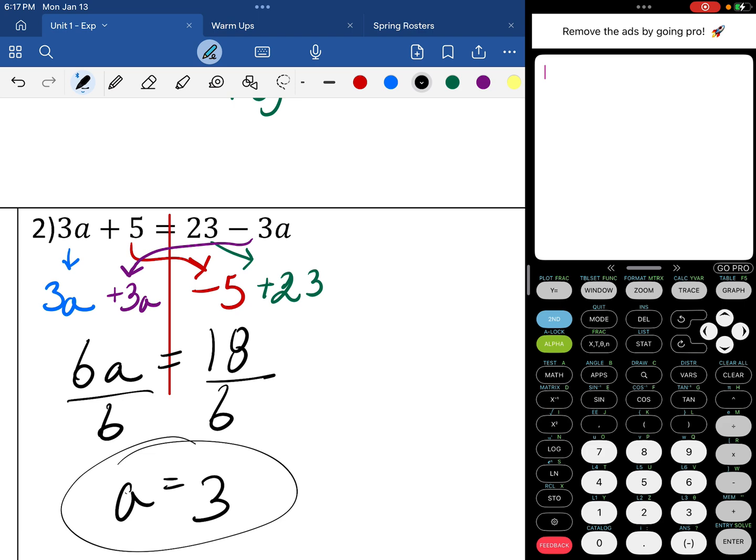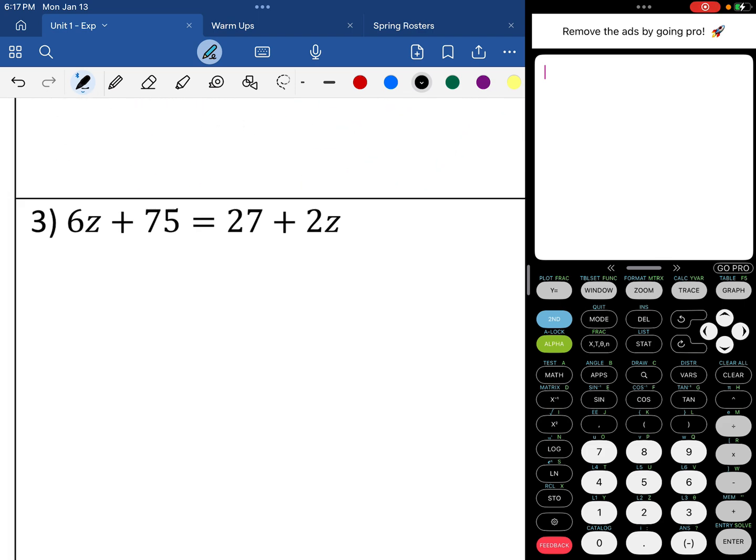Okay. All right, I'm going to pause for a second, and I'm going to let you guys try this one. 6z plus 75 equals 27 plus 2z. Go ahead and do your split.